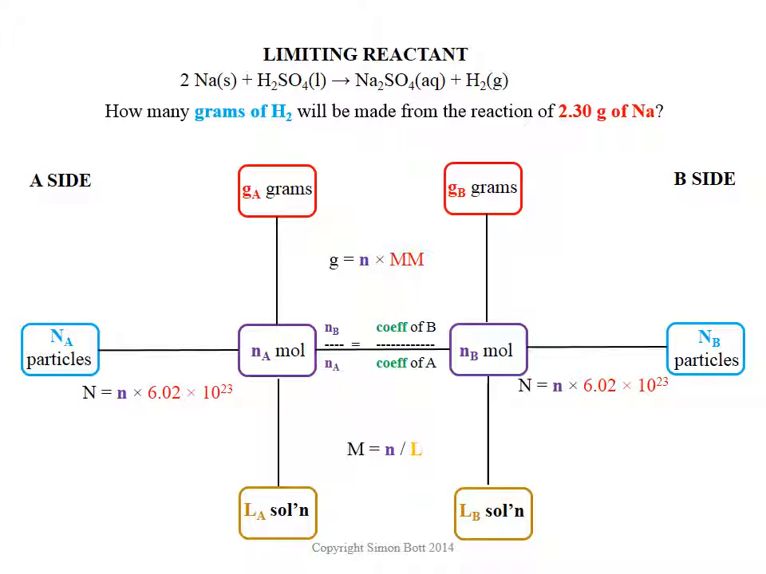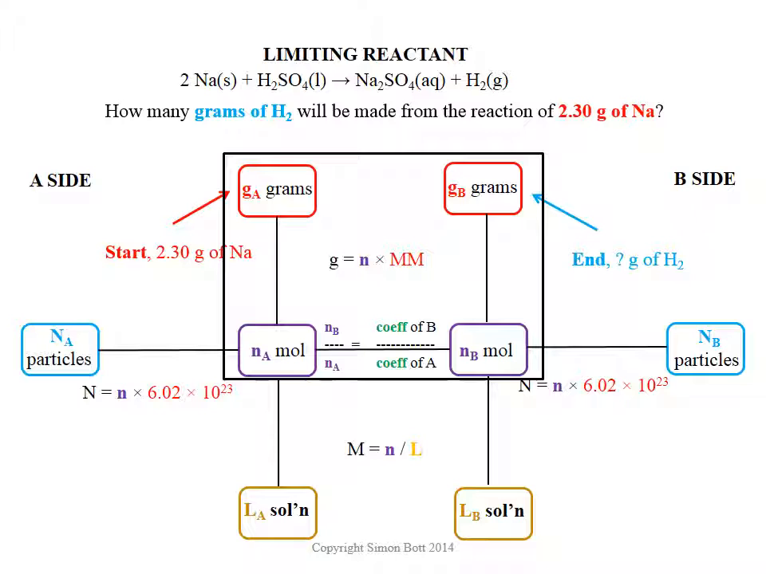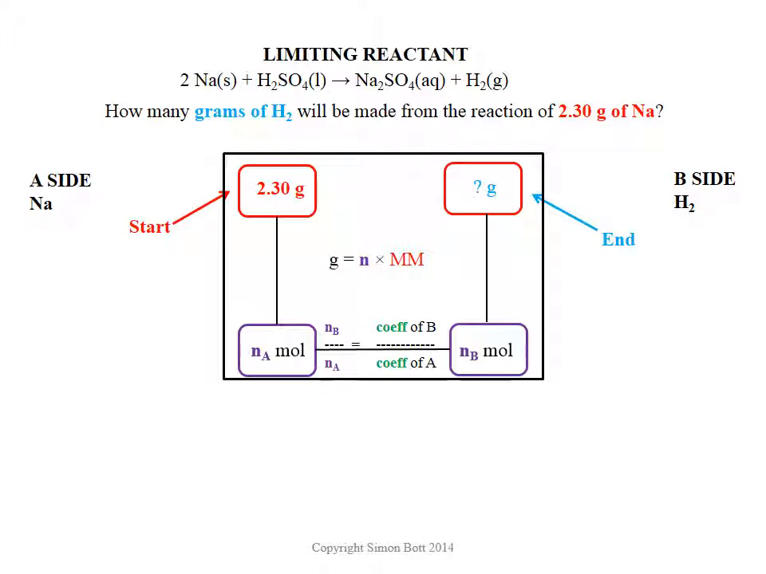So let's do our usual. What do we know? Where are we going? We know that we have 2.3 grams of Na, so that will be our starting point. We are asked about the number of grams of H2, so this will be our end point. So let's box that particular part of the roadmap that we're interested in and pull that out. So there it is, pulled out with the values thrown in. 2.3 grams of sodium our start, unknown number of grams of H2 at the end.